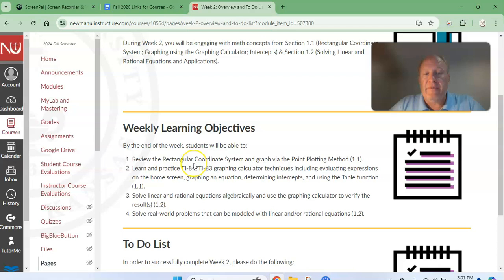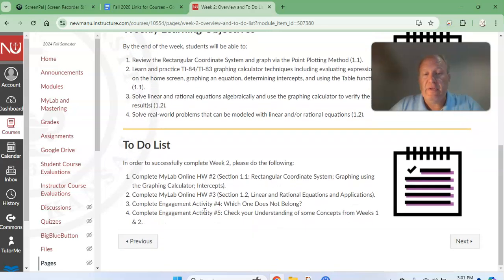Essentially we're going to review the rectangular coordinate system. We're going to review graphing with the TI-84 calculator. We're going to solve linear and rational equations, and we're going to solve real world problems. Here's your to-do list. Your to-do list is to do homework number 2, homework number 3. You have a couple activities to do, 4 and 5.